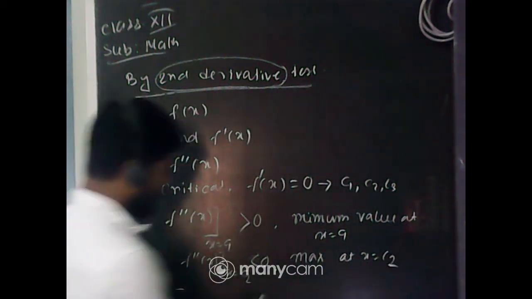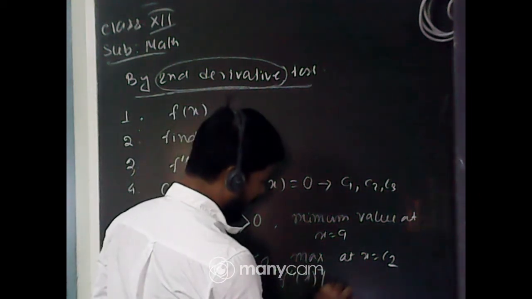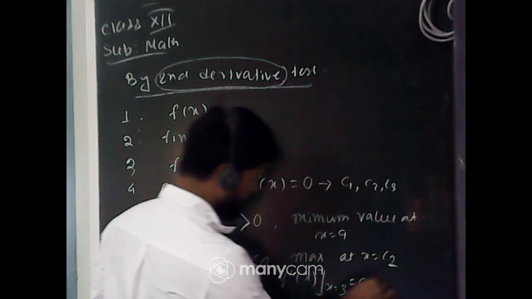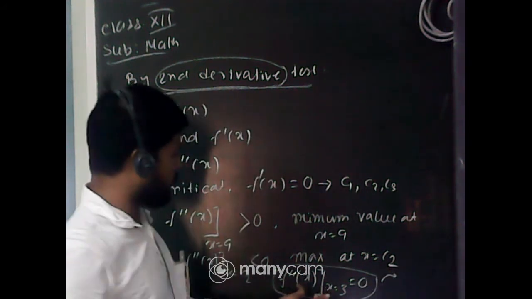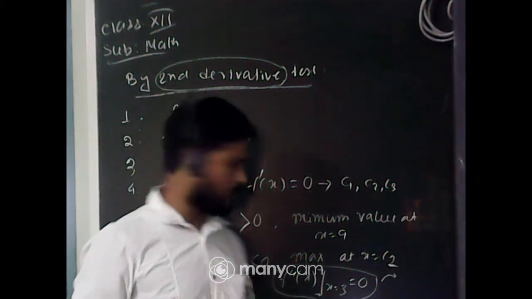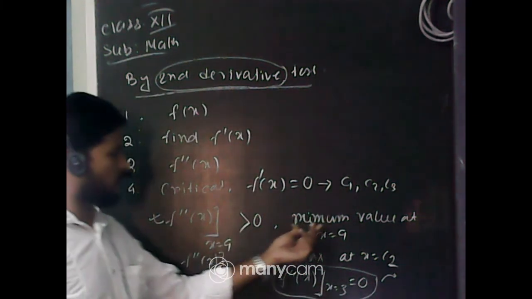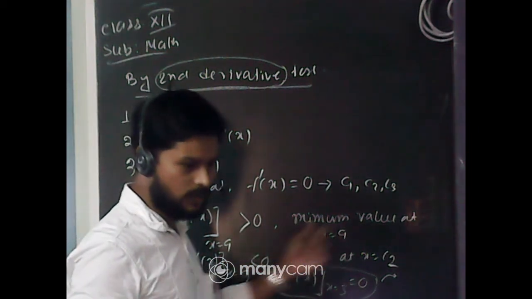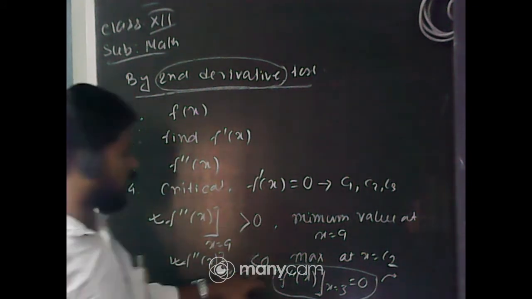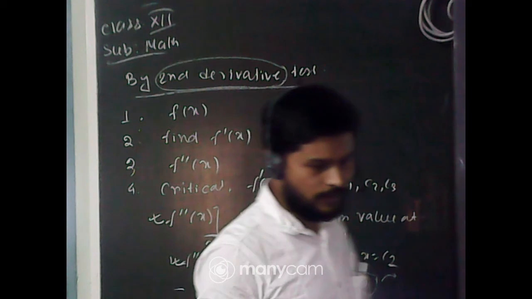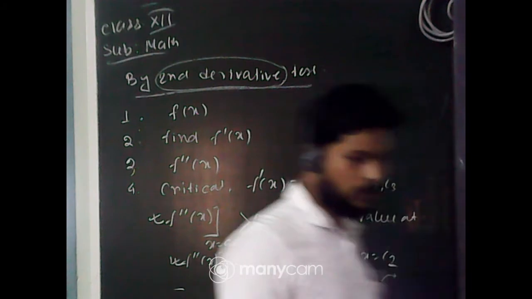And if f''(x) at x equal to c3 is equal to 0, then we have to look for higher order derivatives. But this type of question is not in your syllabus, so we'll concentrate on these two situations. When f''(x) is greater than 0, the function will attain a minimum value at x equal to c1. And if f''(x) is less than 0, the function attains a maximum value at x equal to c1. Okay, so this is the procedure to find the maximum or minimum value.